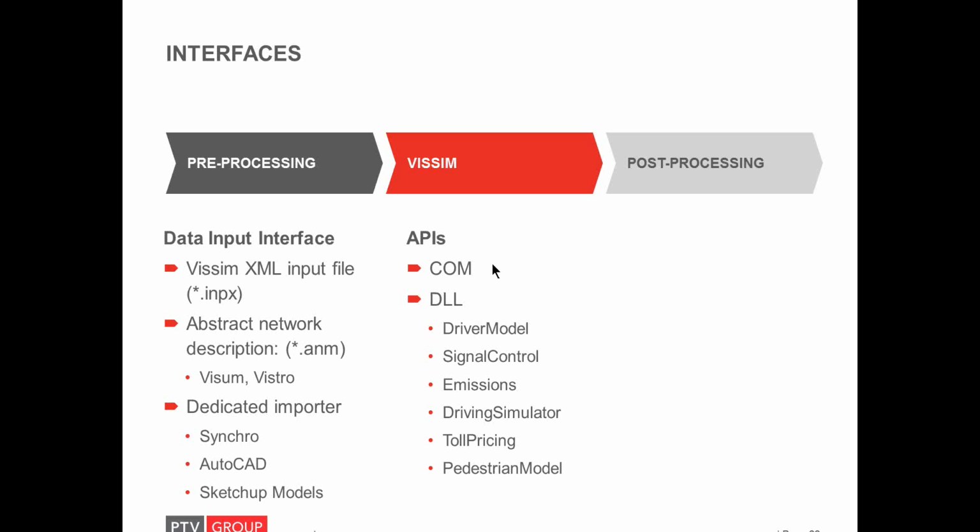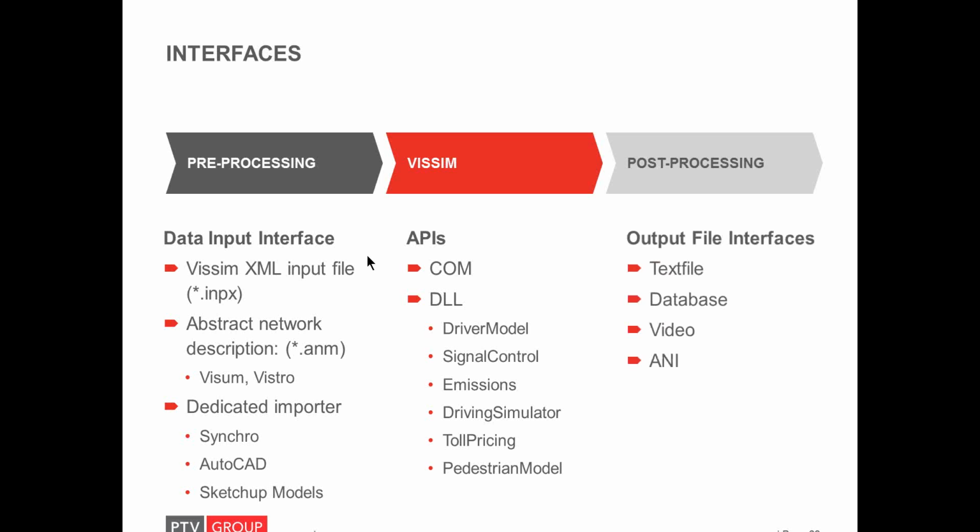And besides the COM interface, which is the generic interface, there are several specialized DLL interfaces that provide an even lower level access to Vissim data, such as the driver model DLL, to implement customized car following and lane change models, the signal control DLL to implement new or link external signal control algorithms to Vissim, and the driving simulator interface.